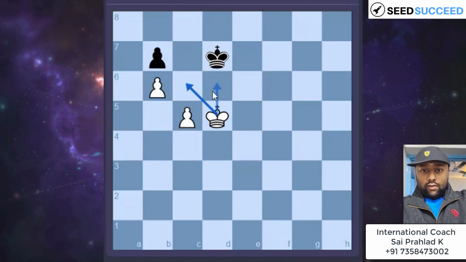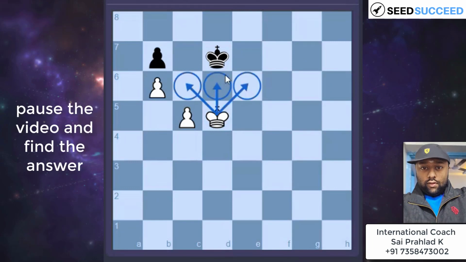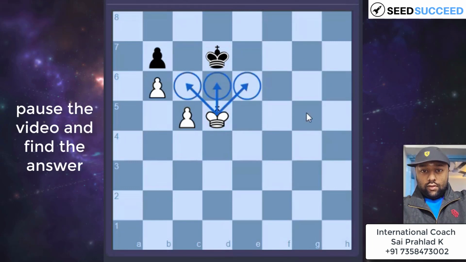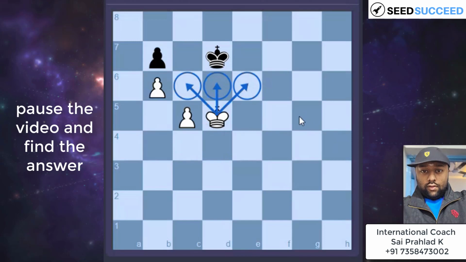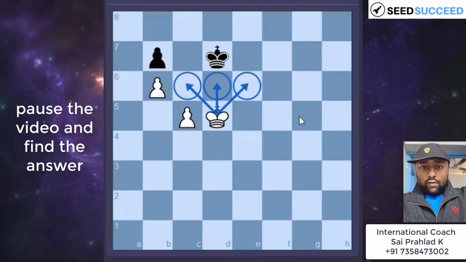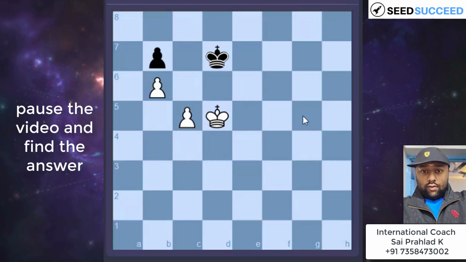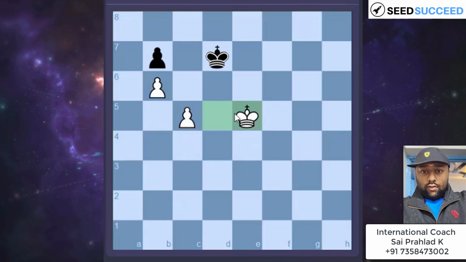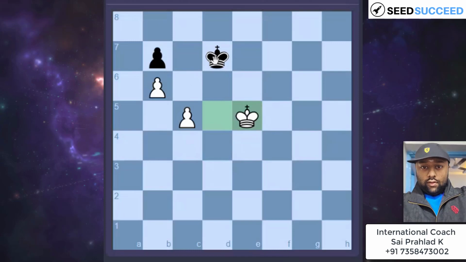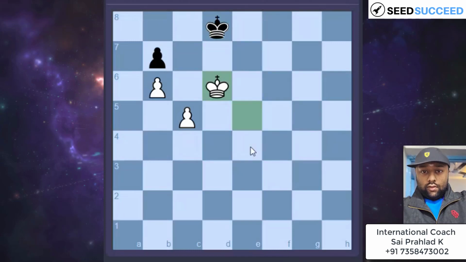This was the first example on triangulation. In this position, we want it to be black's turn. Right now it's white to play. We want it to be black's turn, so we have to triangulate. First move is king e5. If the king goes back, it provides us an opportunity to lunge forward.